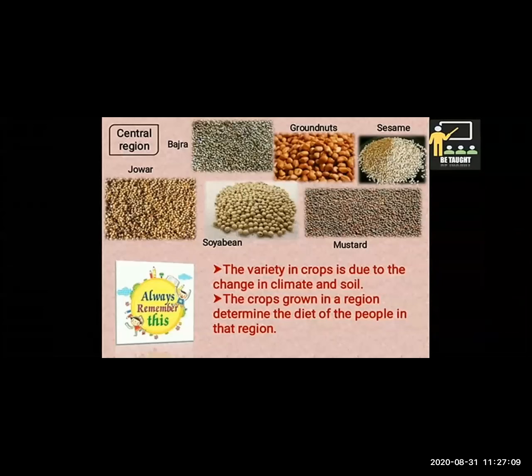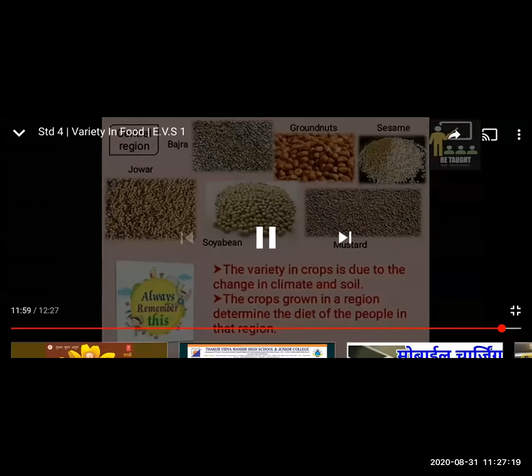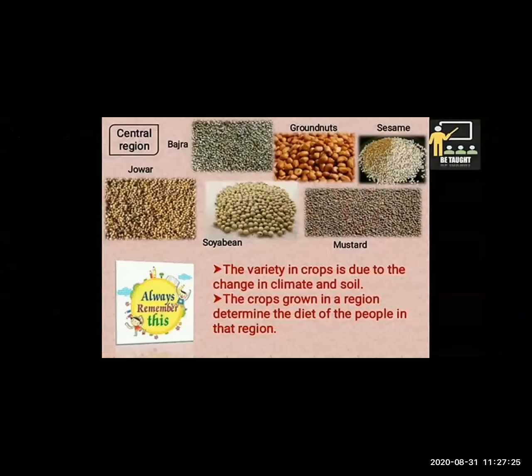So what we have learned? Diversity in food items. Food items vary according to the region. The availability of grain, fruits and vegetables depends on the seasons. And the various food items in Maharashtra and the neighboring states.